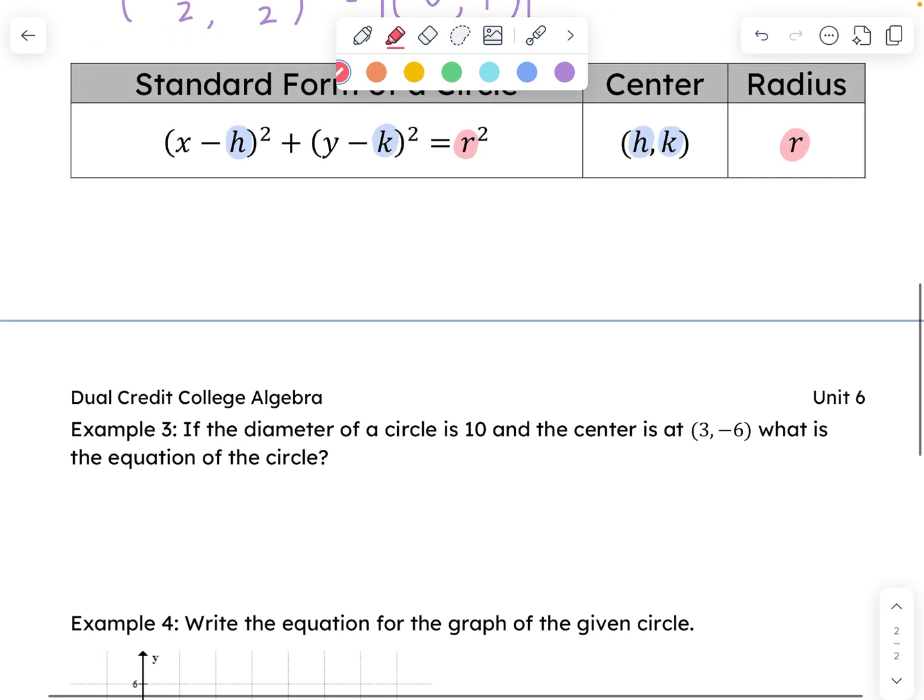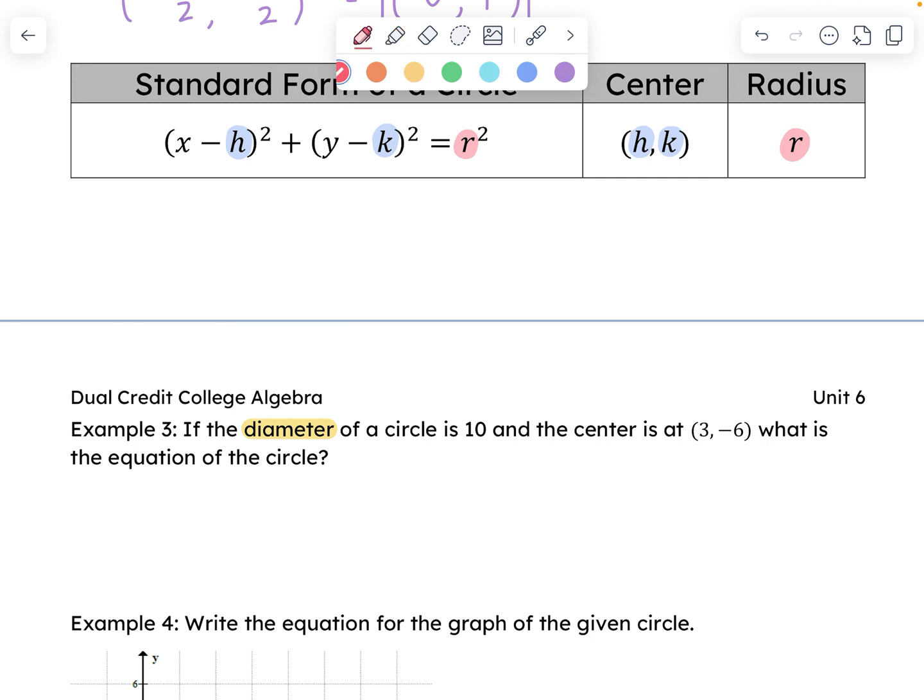The first one right here says if the diameter of a circle is 10 and the center is at 3, negative 6, what is the equation of the circle? Now, make sure that you are reading these very, very carefully because you'll see that this says diameter, but when we're talking about our equation, we need radius, not diameter.